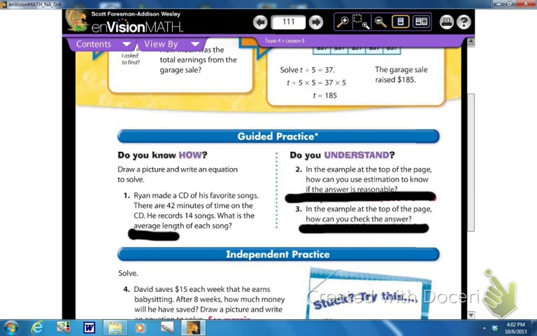Okay, for your homework, I want you to do 1, 2, and 3 for the guided practice. So on number 1, you're going to draw a picture using the strips like we've done in class, and then write an equation to solve. Number 2 says, in the example at the top, this would be Min and her 4 friends and the yard sale, how can you use estimation to know if your answer is reasonable? So tell me how that would work. And then number 3, in the example at the top of the page, how can you check to make sure the answer is right?